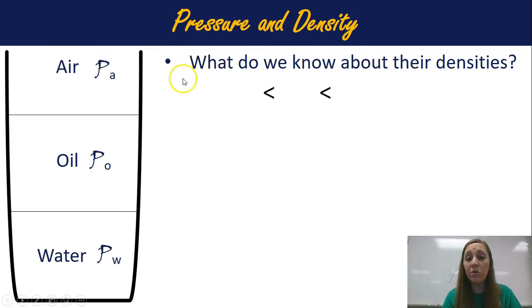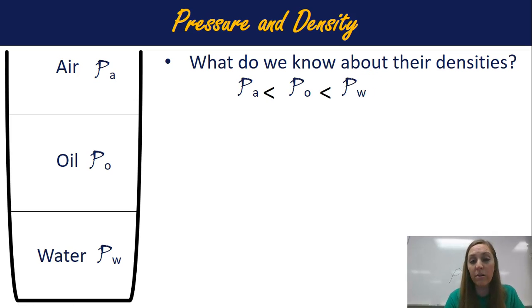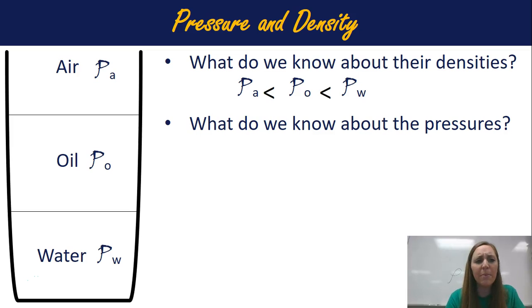So if we were to order these from least to most, it would be the density of air, the density of oil, and the density of water. This one is the greatest density. This one is the least dense. So on the top always has the least dense substance. But what do we know about the pressures?